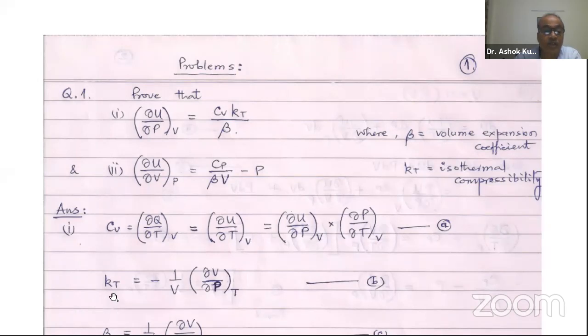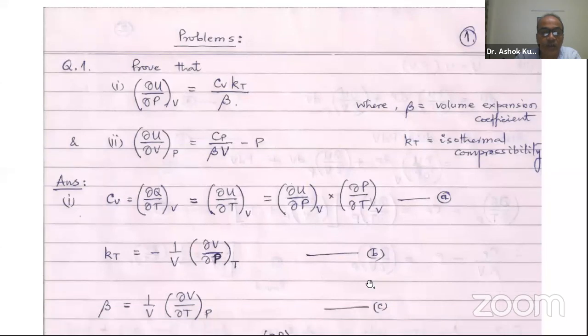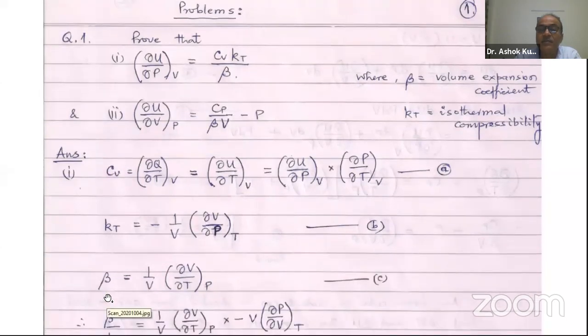I'm sorry, isothermal compressibility. Beta is the expansion coefficient or expansivity, and Kt is isothermal compressibility. Kt is the rate of change of volume per unit volume with respect to pressure at constant temperature. So this is one definition. And beta is 1 by V dV upon dT, which is the rate of change of volume per unit change in temperature per unit volume at constant pressure.